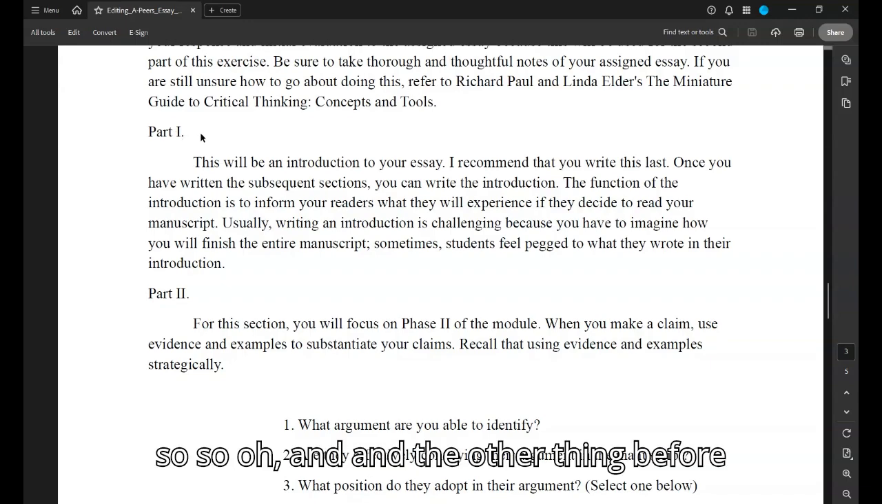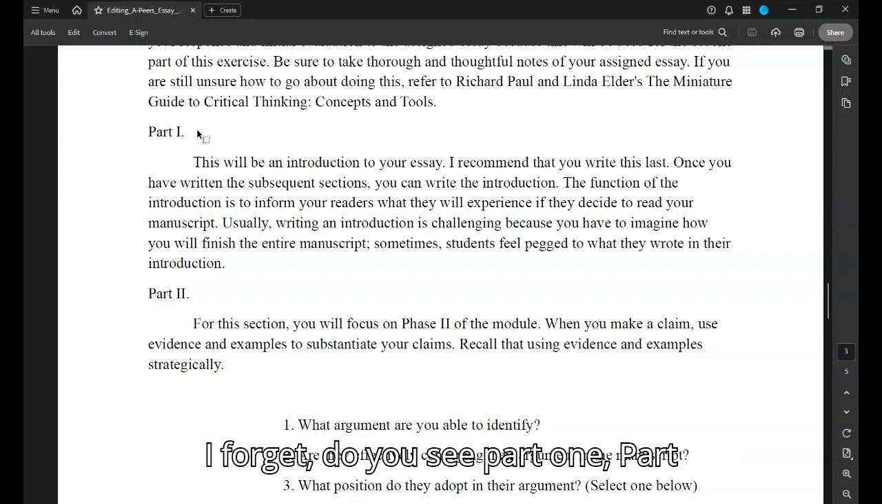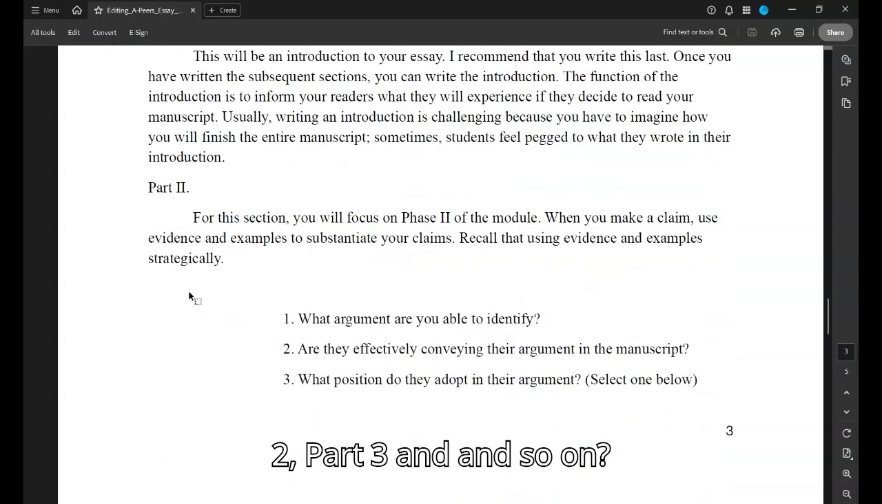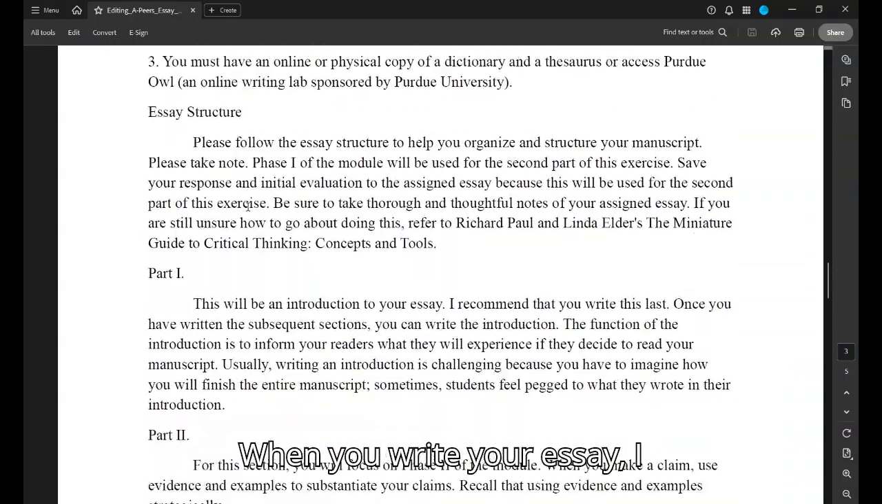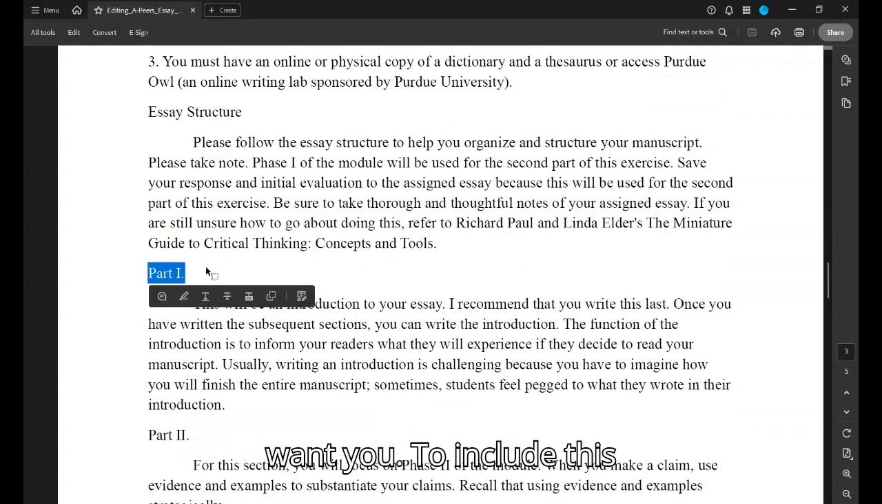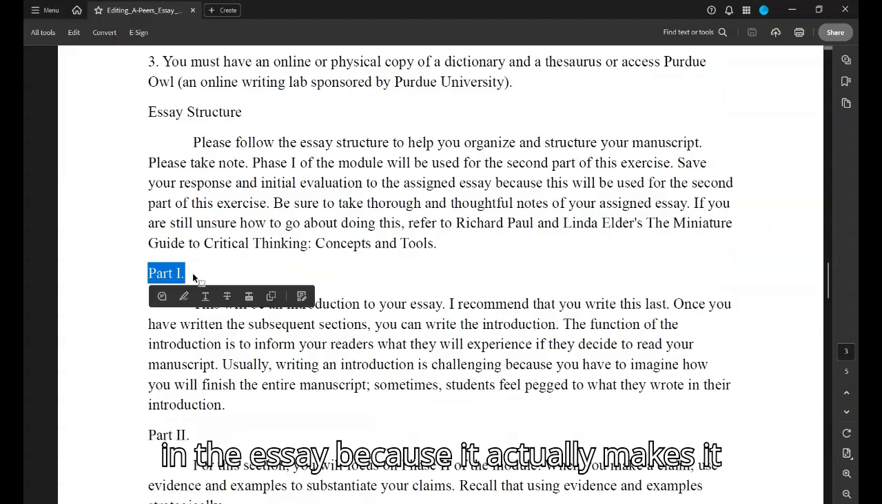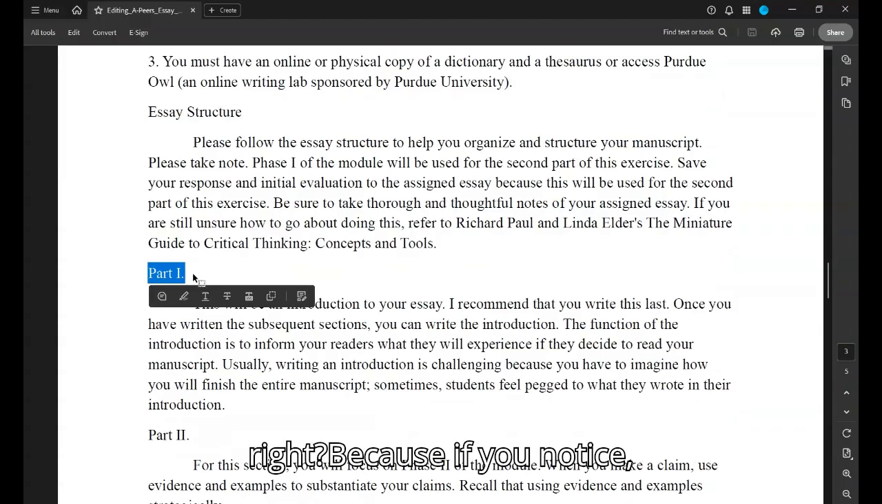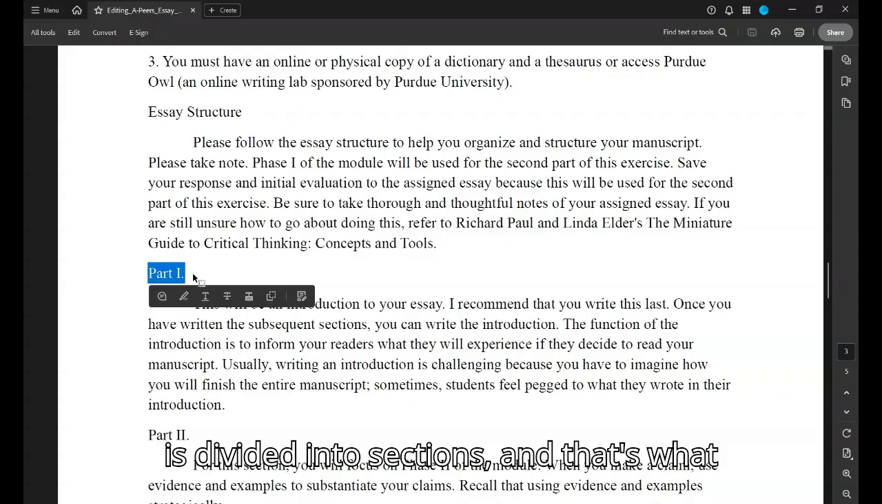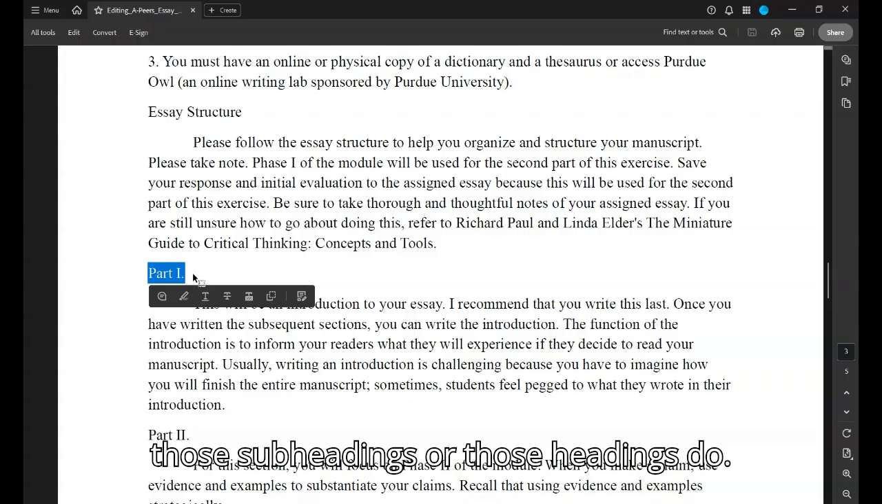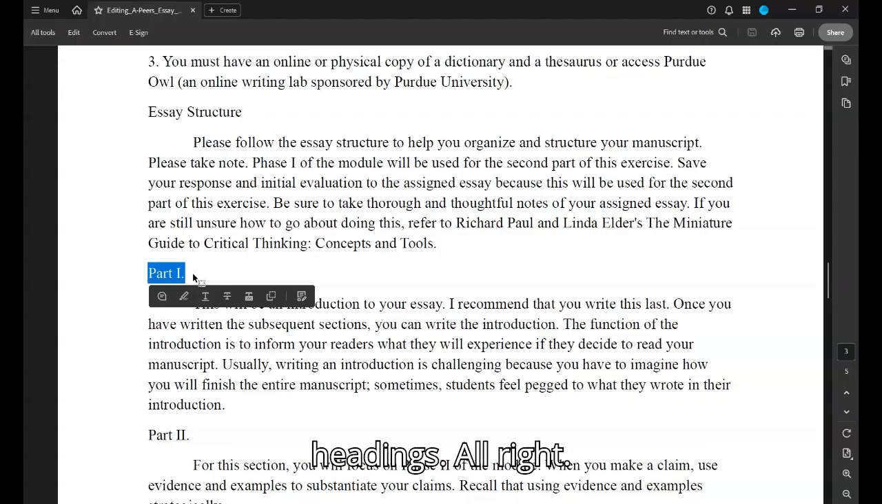Oh, and the other thing before I forget: do you see part one, part two, part three, and so on? When you write your essay, I want you to include these in the essay because it actually makes it easier for me to read. If you notice, either with Paul and Elder, or with some of the other readings that you might have in other courses, each essay or text is usually divided into sections, and that's what those subheadings or headings do. So I definitely want you to include the headings.